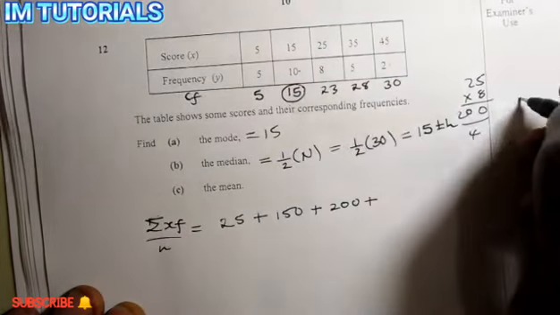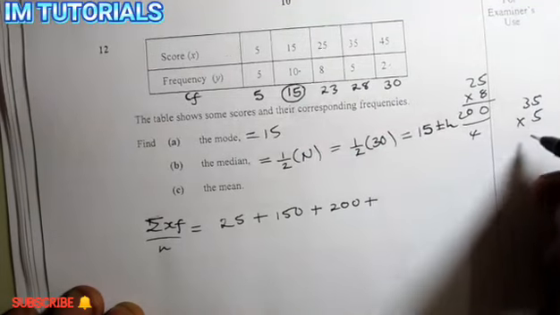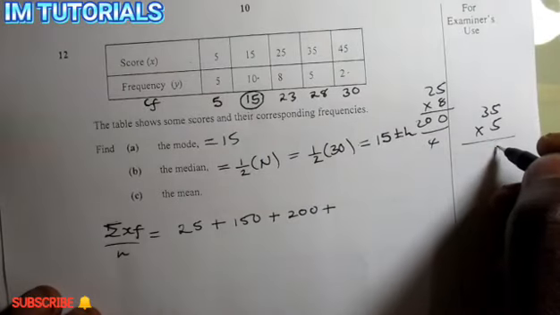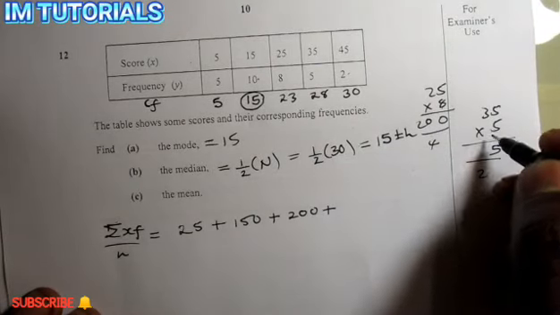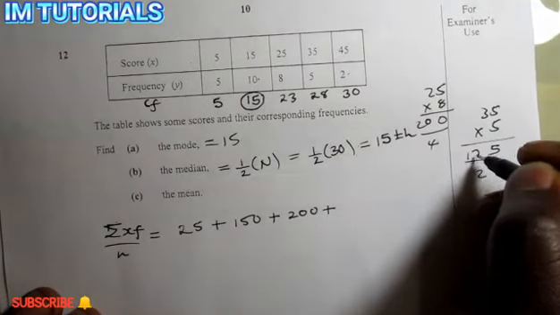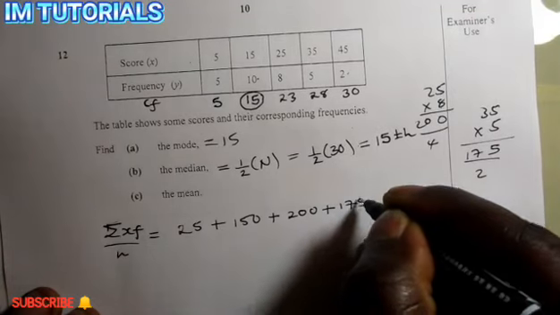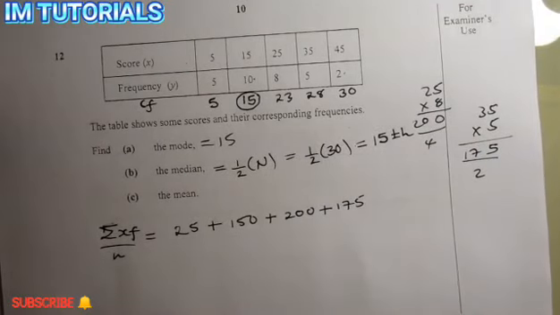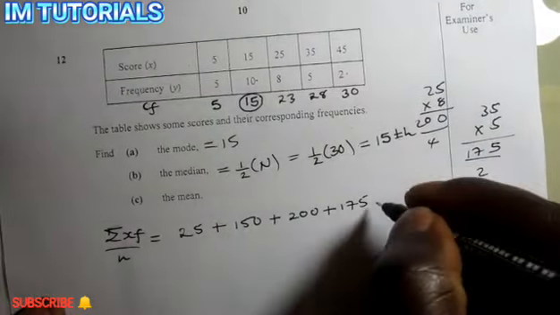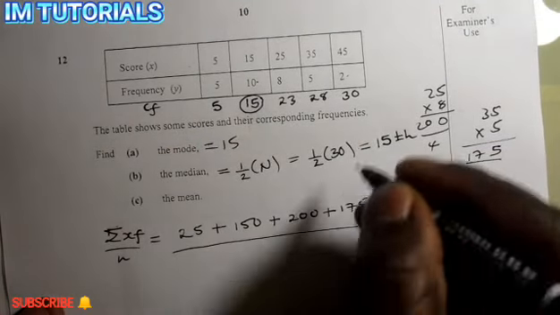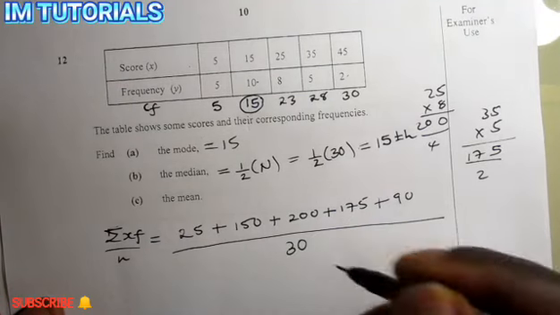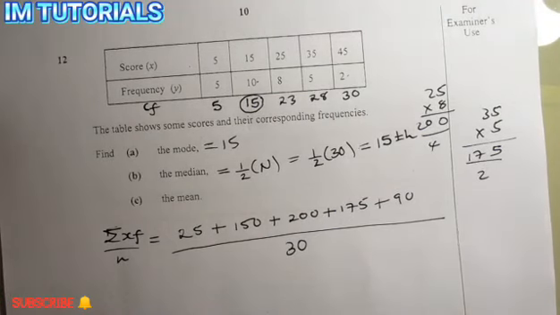Then 35 times 5, right? This is 25, so it's 5 carry 2. 5 times 2, 5 times 3, you get 15 plus 2, you get 17. So I'm going to write 175 there. I hope you are listening, right? Then 45 times 2, you get 90. Then you divide everything by 30, where 30 is the total number of the elements, right?